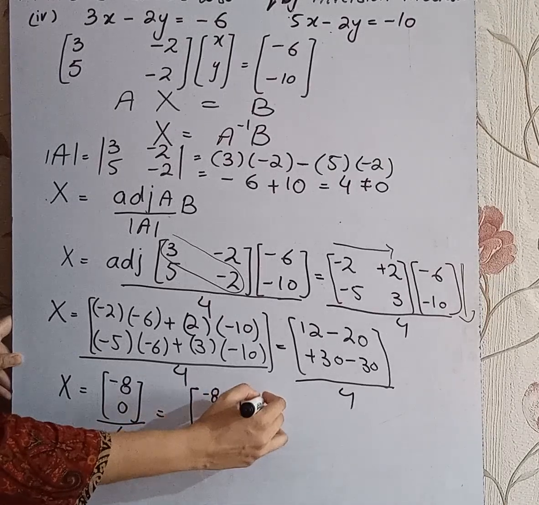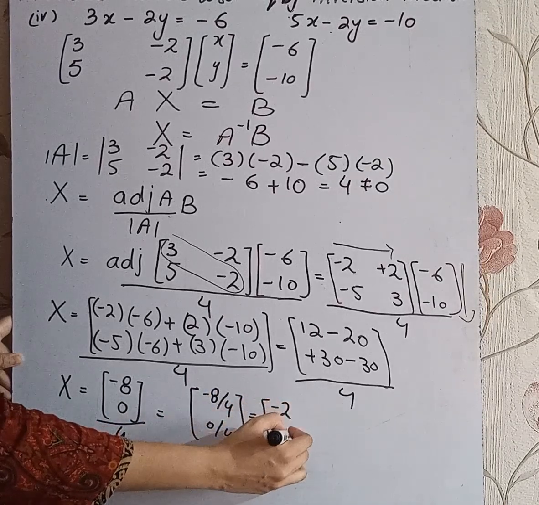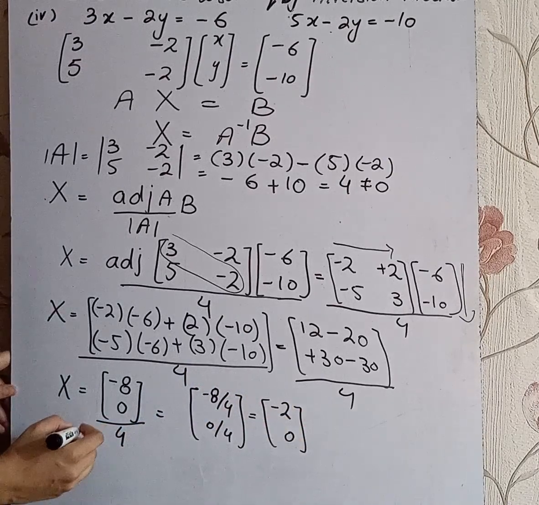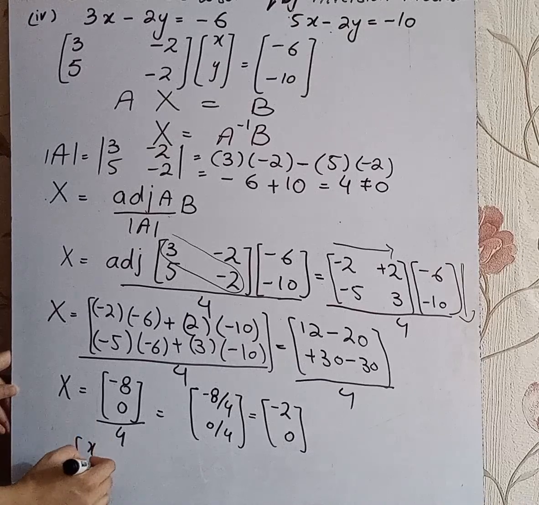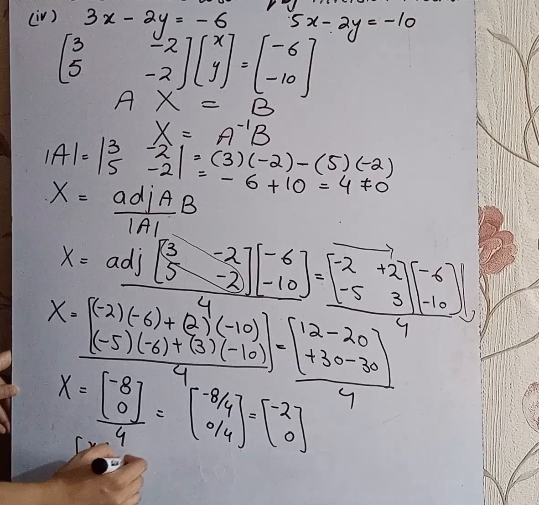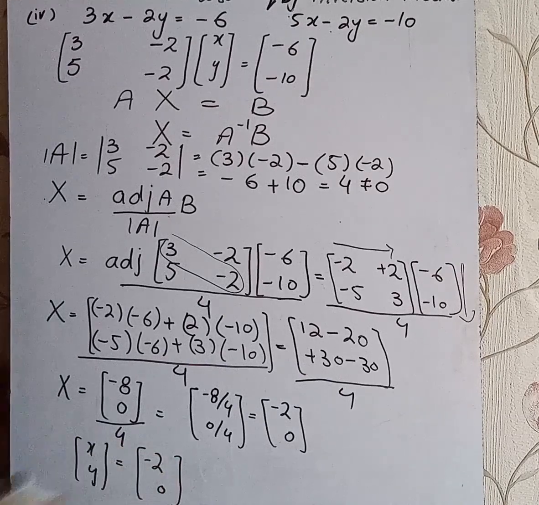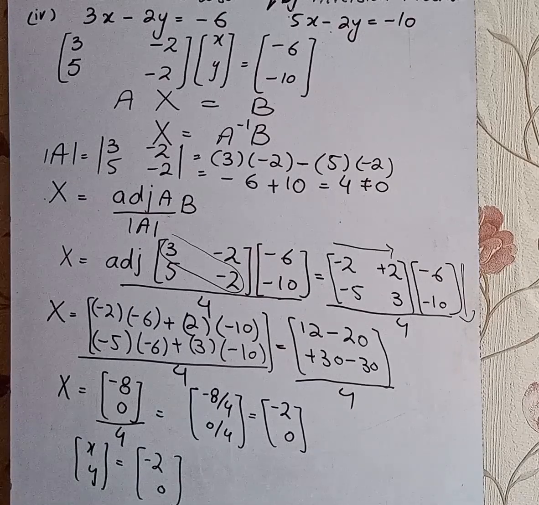4 twos are 8, so minus 2. 0 divided by 4 is equal to 0. So here the value of x, y is equal to minus 2 and 0. The value of x is minus 2. The value of y is 0. So this is the way how to use the inversion method to solve simultaneous linear equations. Thank you.